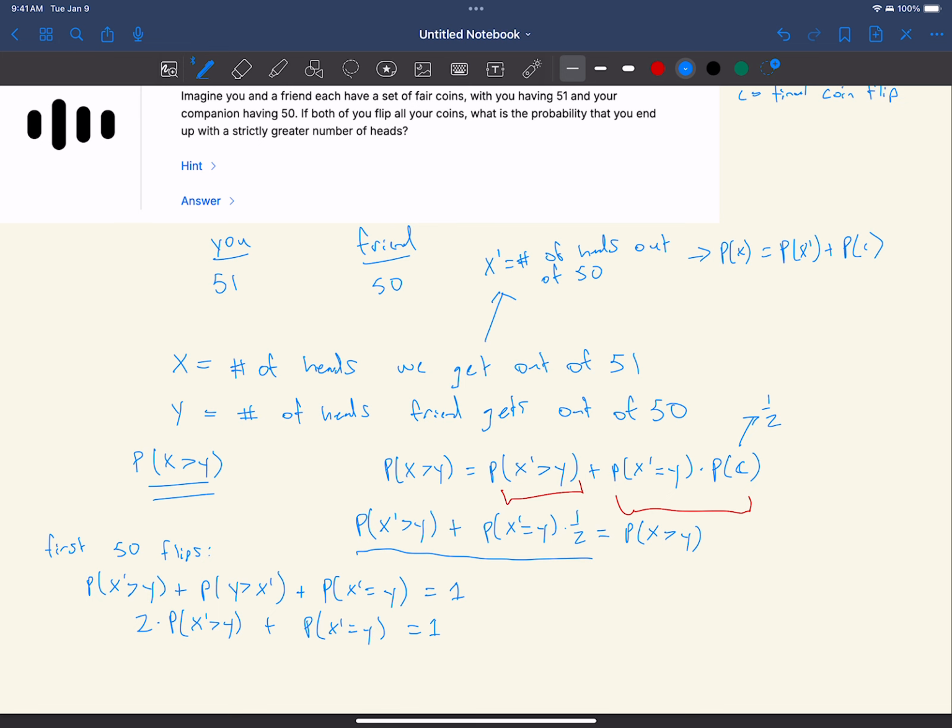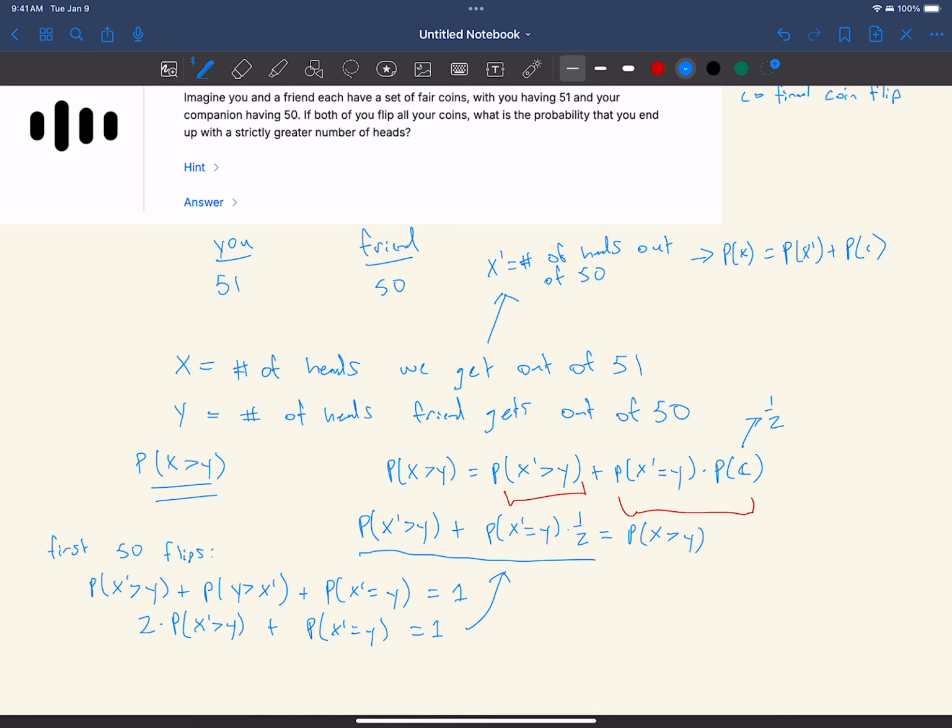And so you'll notice that this equation down here is very similar to this top equation. If we divide this bottom equation by 2, we get P of x prime greater than y plus P of x prime equal to y times 1/2 equals 1/2. And so this thing at the bottom is the same thing as this thing up here. Since we just showed it's equal to 1/2, we have shown that P of x greater than y is equal to 1/2. And we are done. So the answer to this problem is 1/2.